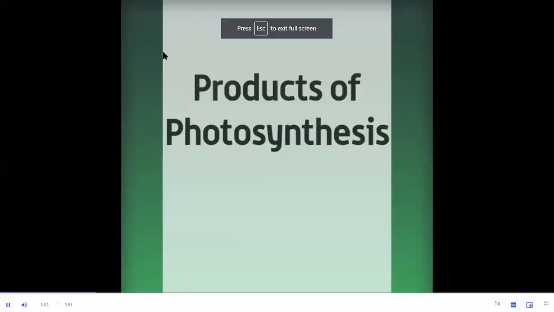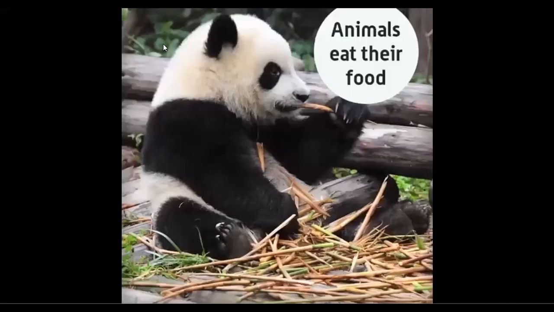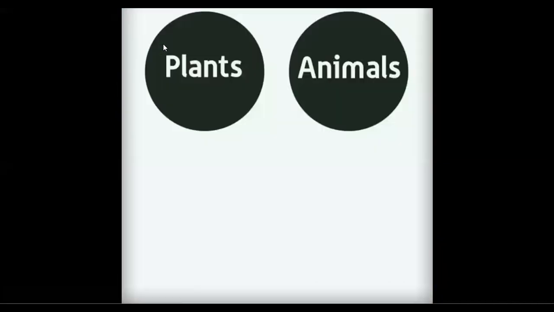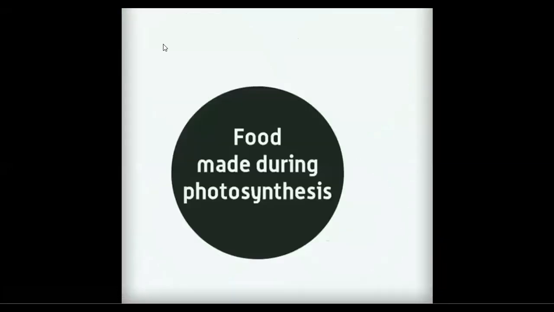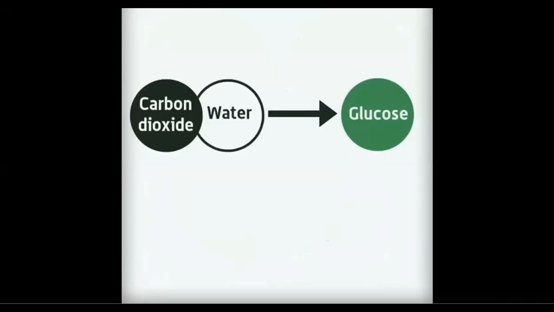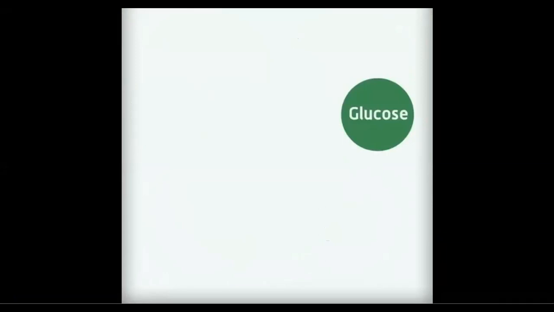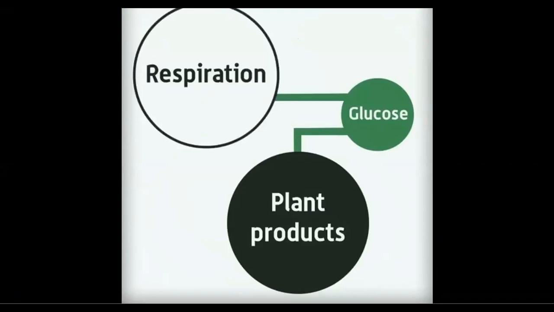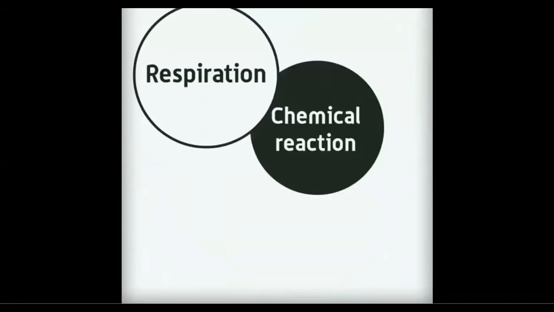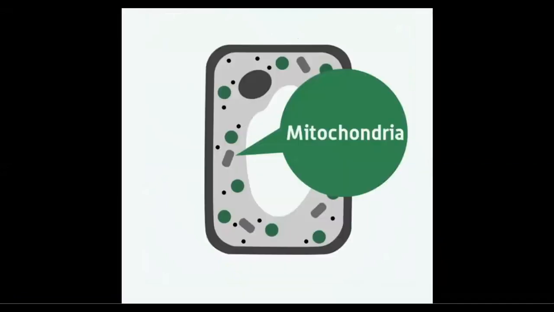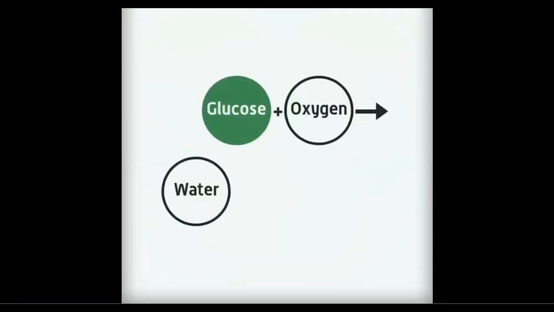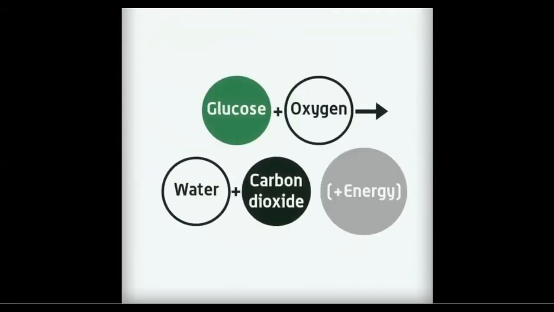Plants carry out photosynthesis to produce food, whereas animals eat their food. Both plants and animals require food for the same reasons, for growing and repairing tissue. The food product that's made during photosynthesis is a simple sugar called glucose. It's made from carbon dioxide and water reacting in the presence of light. Glucose is the starting point for many plant products and for respiration. Respiration is an essential chemical reaction carried out by all living organisms. It happens in the mitochondria of cells. Glucose and oxygen react to produce water and carbon dioxide with the release of energy.